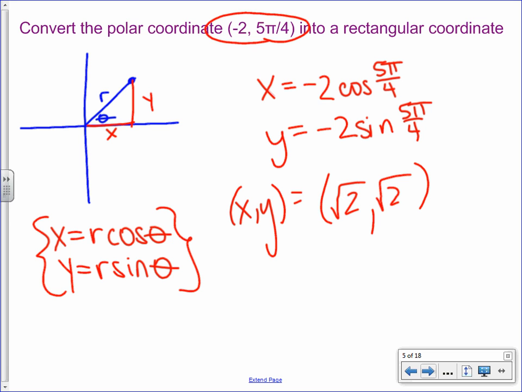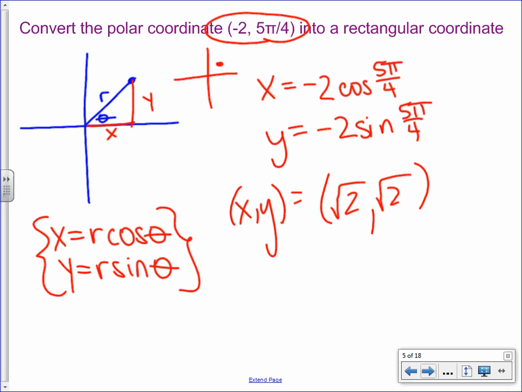If we were to plot this, we go to 5 pi over 4 and then go backwards 2. That better be in the first quadrant. It is. Okay. So make sure you think about that. Does your answer make sense? Yes.